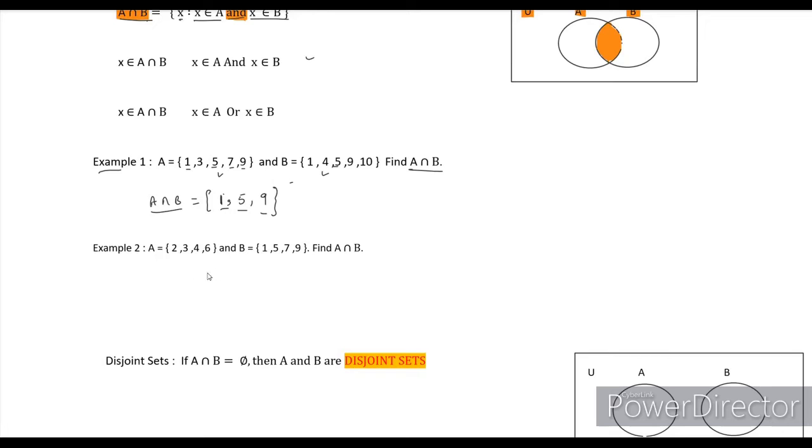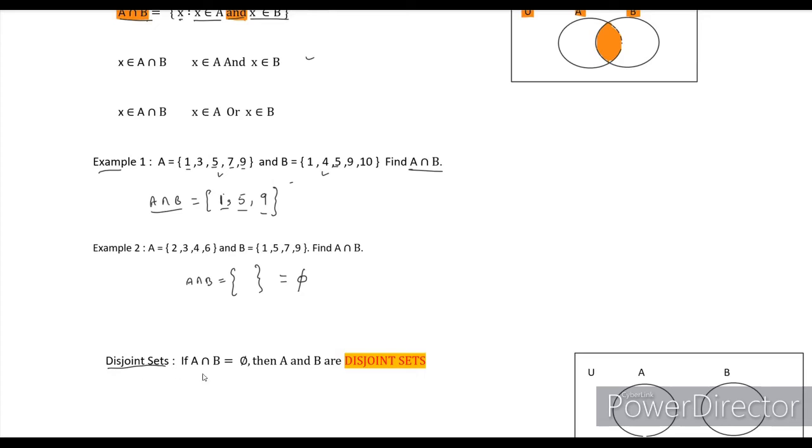There is one more example. Let us check. We will write A intersection B for this also. Now you check 2, 3, 4, 6 and 1, 5, 7, 9. No element is common to both the sets. There will be no elements in A intersection B. Do not write 0 here. So A intersection B is a null set since there are no elements in common.